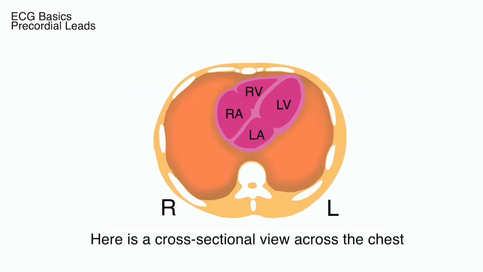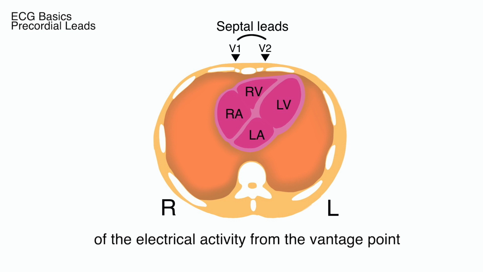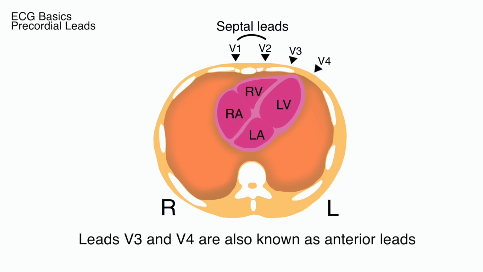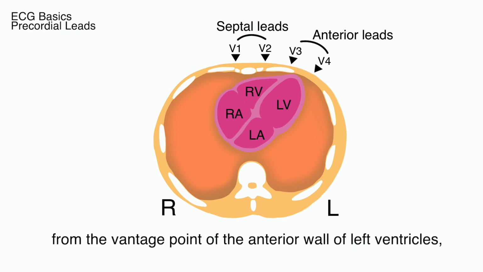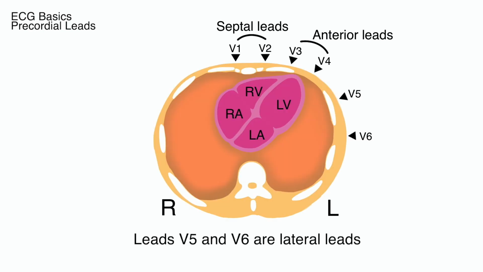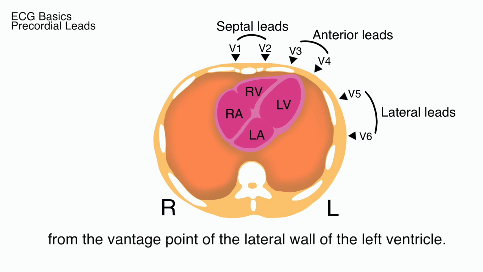Here is a cross-section view across the chest. V1 and V2 are septal leads for the observation of electrical activity from the vantage point of the septal surface and the right ventricle. Leads V3 and V4 are also known as anterior leads, to look at the electrical activity from the vantage point of the anterior wall of the left ventricle, septum, and the apex. Leads V5 and V6 are lateral leads used to look at electrical activity from the vantage point of the lateral wall of the left ventricle.